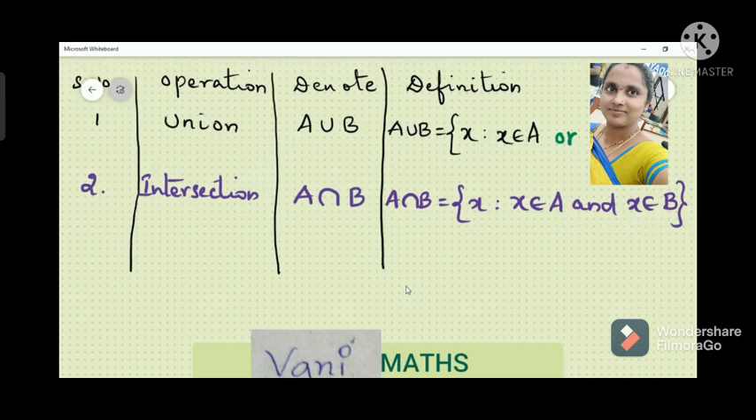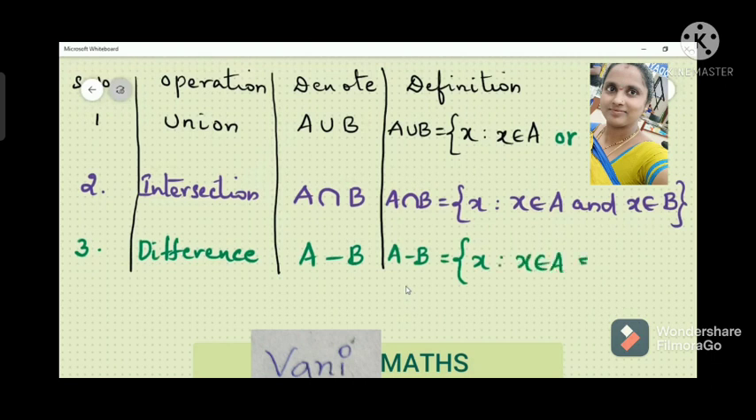Let us move to the third one. What is that? Difference. A minus B. How do we define it? A minus B is equal to the set of x such that x belongs to A and x does not belong to B. We have to write only the elements which are in A but not in B. That is A minus B.